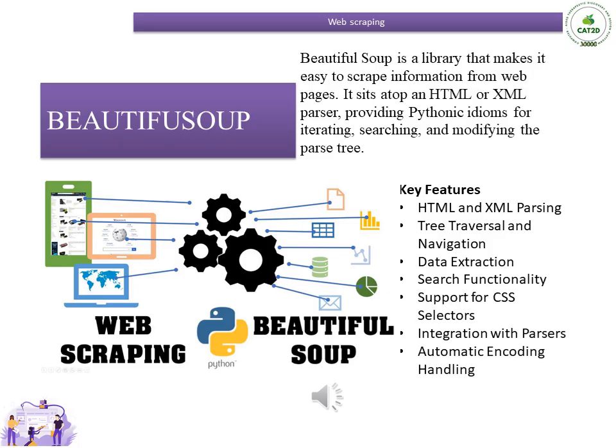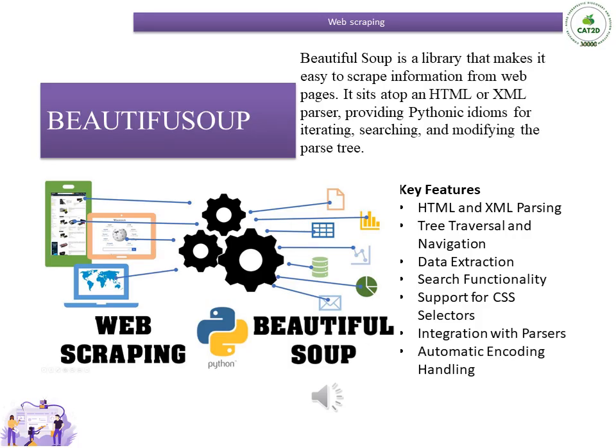So what are the methods used for web scraping? The number one method is Beautiful Soup, which is available in Python. The second method is Scrapy, while the third method is Selenium. But for this course, we'll be looking at Beautiful Soup. Beautiful Soup is a library that makes it easy to scrape information from web pages. It sits atop an XML or HTML parser, thereby providing Pythonic idioms for iterating, searching, and modifying the parse tree.